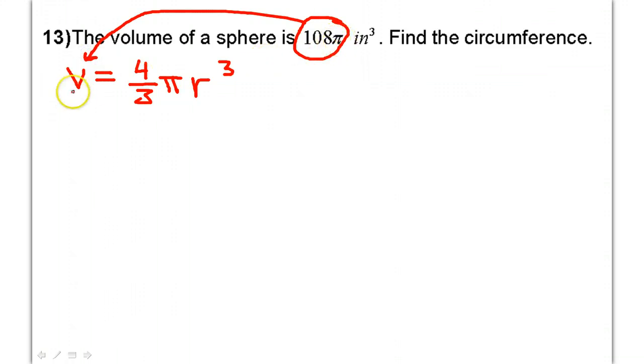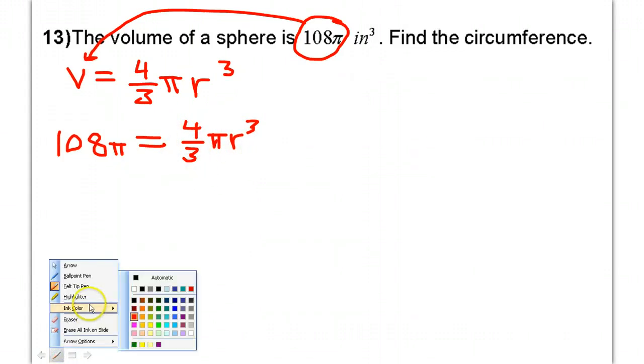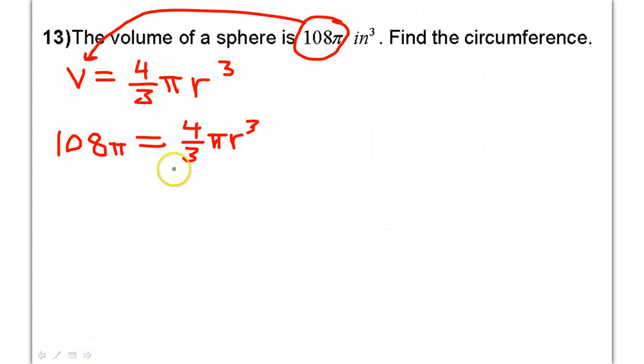Notice the pi. Do not just write 108. Make sure you write 108 pi. So that's going to make 108 pi equals 4/3 pi times the radius cubed. Alright, we need to try to get r by itself, so I need to get rid of the 4/3 pi. So what am I going to do? That's right, I'm going to divide both sides by 4/3 pi to get rid of the 4/3 pi part.